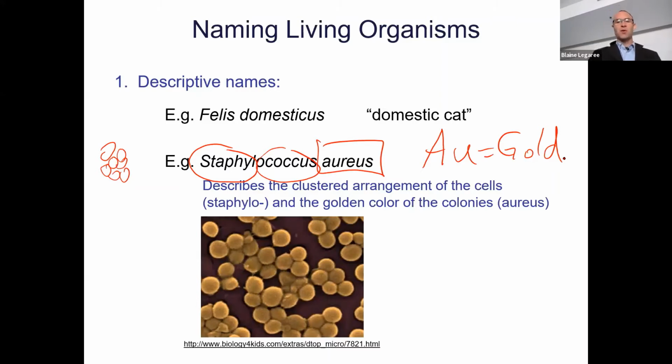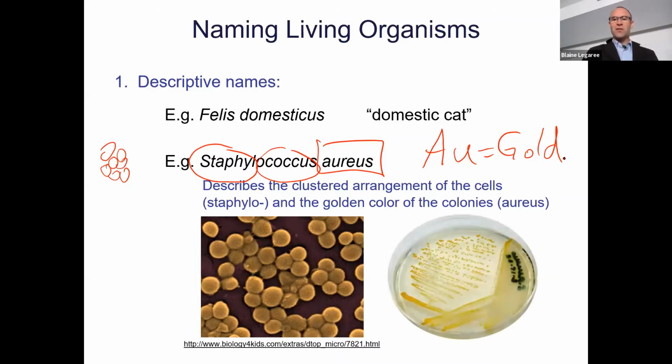Unfortunately, the name epidermidis was already taken, and this is another skin organism, so we name it after a different characteristic, the color it looks like on a petri dish. So you can see it's a nice goldy yellow color, and so the name is relatively descriptive. Good way to name things.